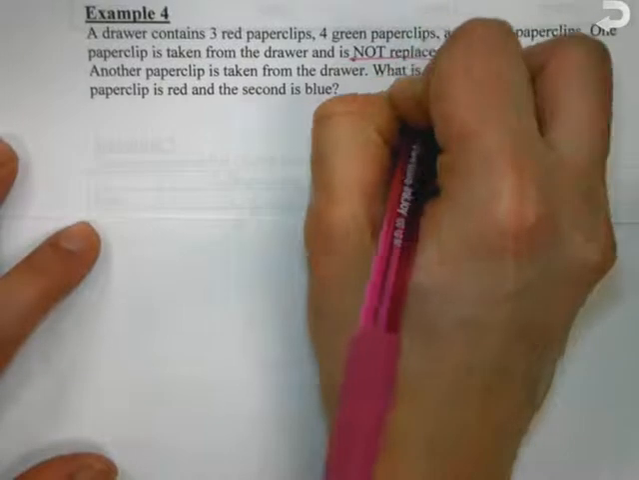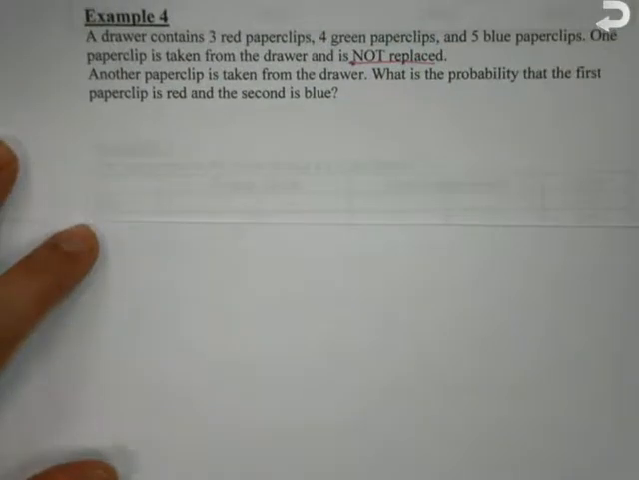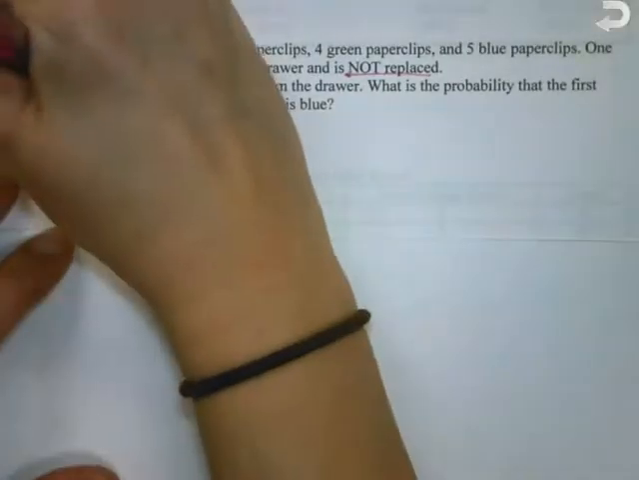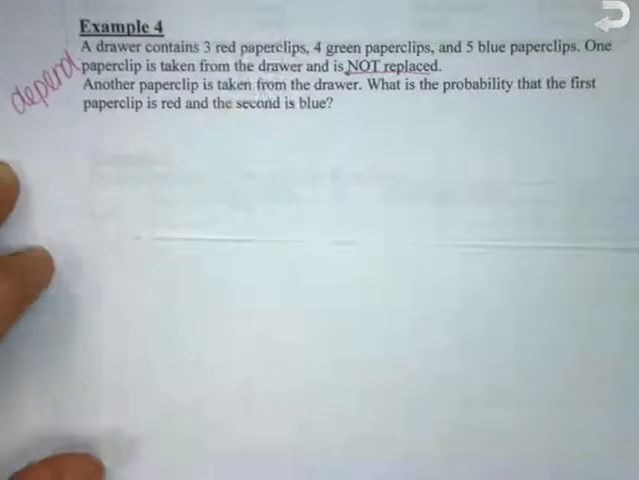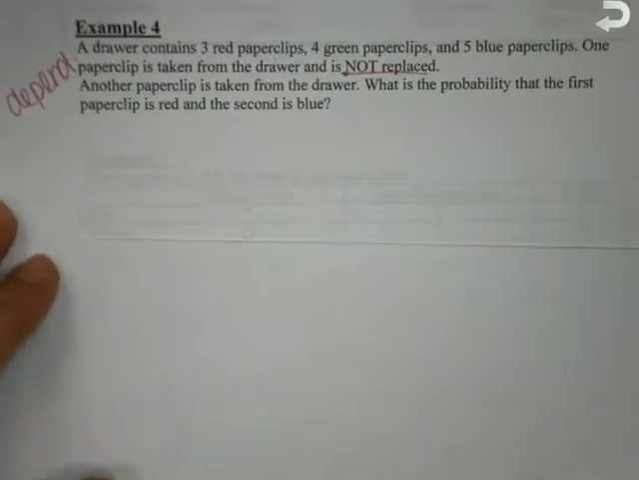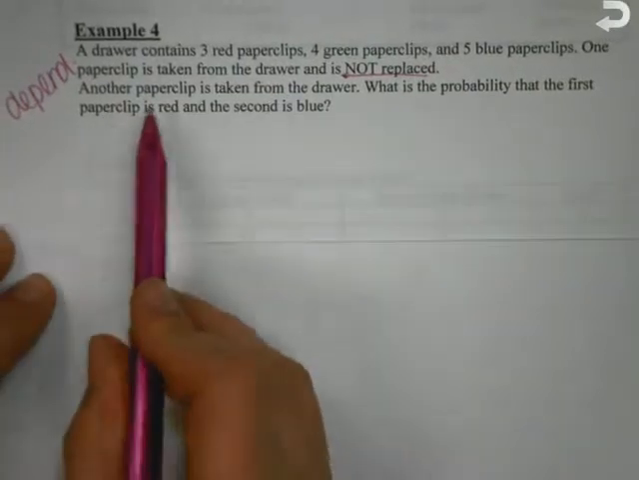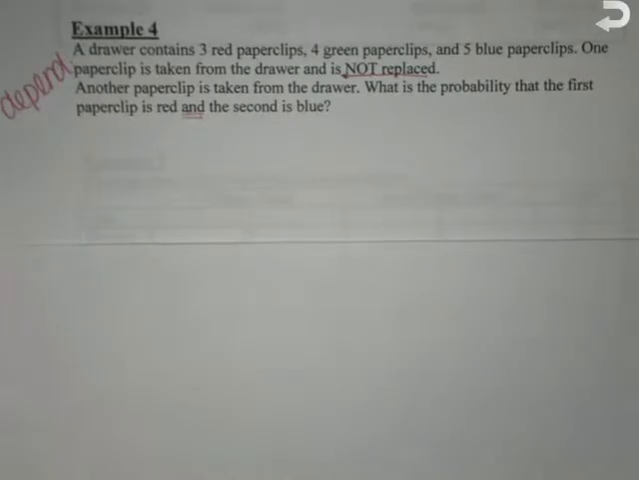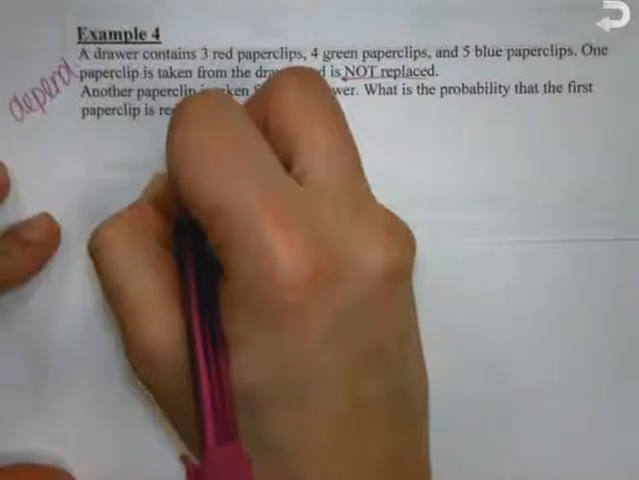So if I take 1 paper clip out and I keep it, are those events independent or dependent? Dependent. Okay, so they are dependent events. What is the probability that the first is red and the second is blue? So probability that the first one is going to be red is 3 over 12. The word is and, so we multiply.